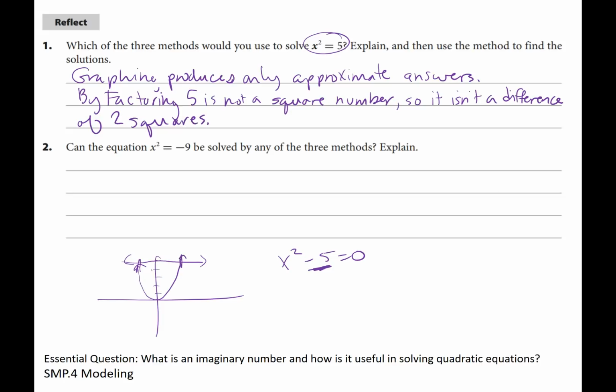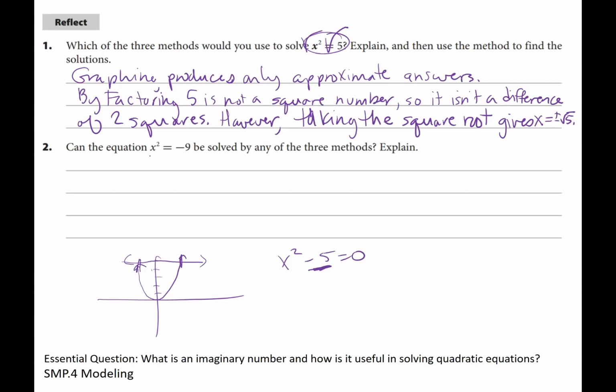Okay, and then the final one would be the square root. So is it possible to take the square root of both sides? I think it is. It would just give us what we call an irrational answer, but it's okay. It's just going to produce a decimal if we put it into our calculators. So taking the square root gives x equals plus or minus square root of 5.